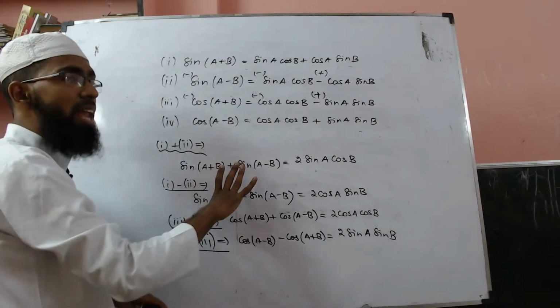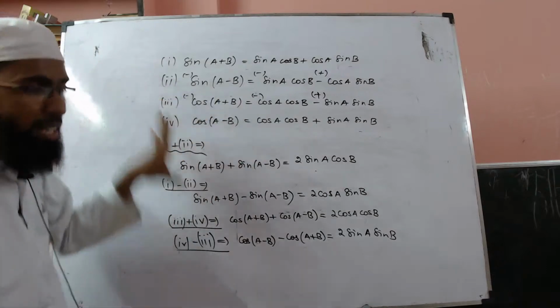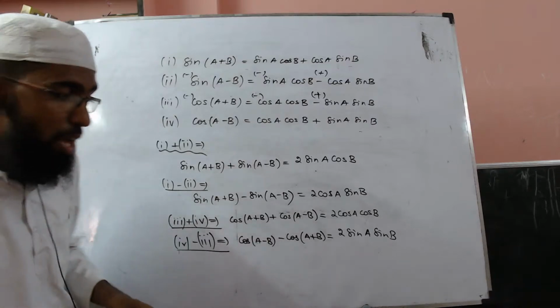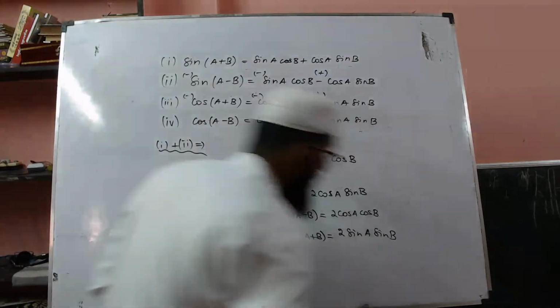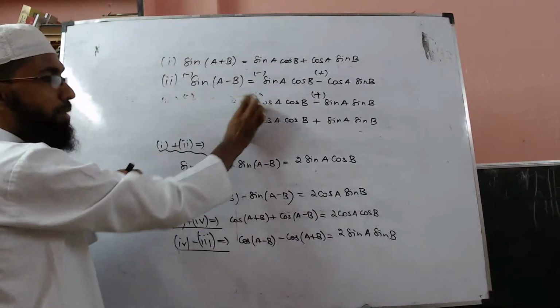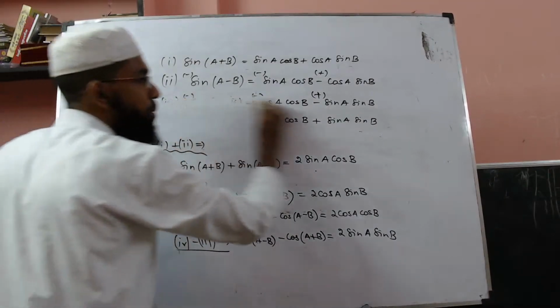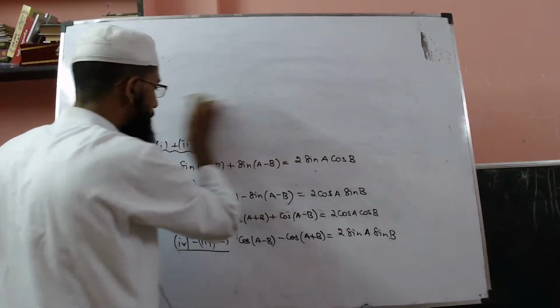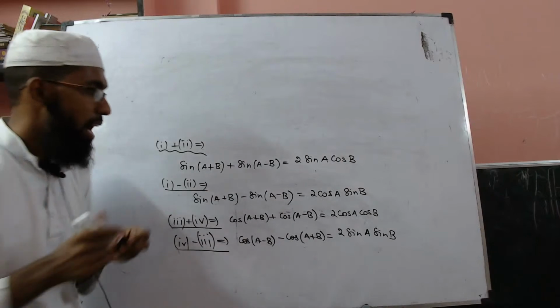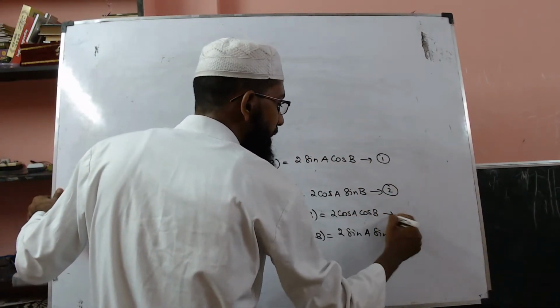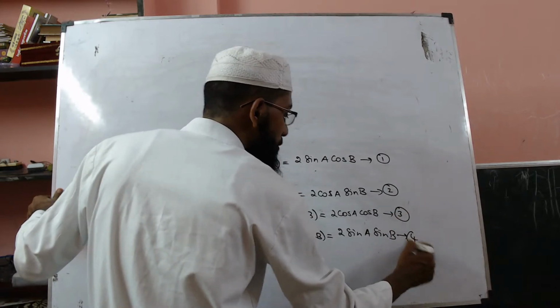Now from these 4 formulas we will derive another set of 4 formulas. With that we will stop today. After that we have still more formulas to be derived from these 8-12 formulas, which we will discuss in the next video. Now, with the help of these 4, we will derive another set of 4 formulas. Let me take this to be 1, this to be 2, this to be 3, and this to be 4.